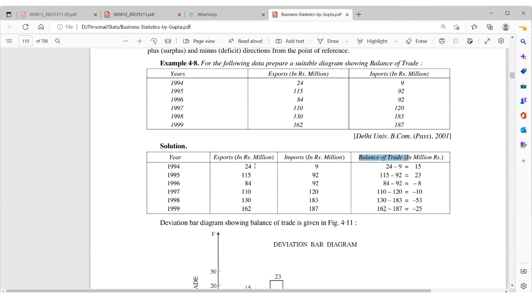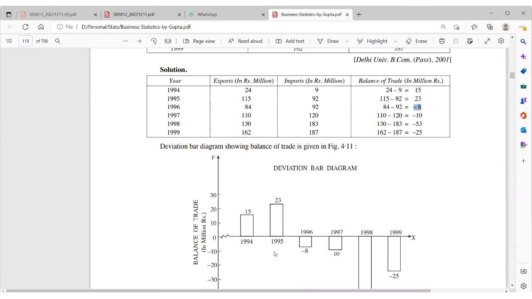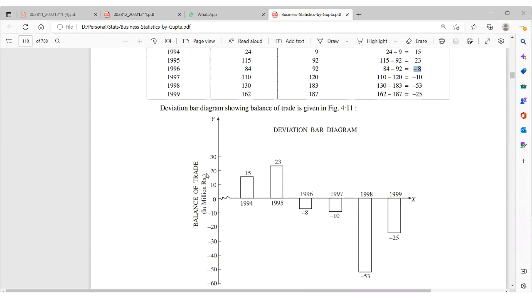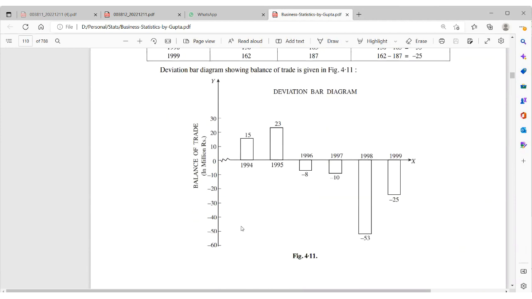Because if export is more than import, then it is good because we are selling more things than purchasing, right? So in positive, this is good. But if it is in negative, that is not good because we are importing more things, right? So we make a similar x-axis, y-axis. Above the x-axis is positive, below the x-axis is negative, right?